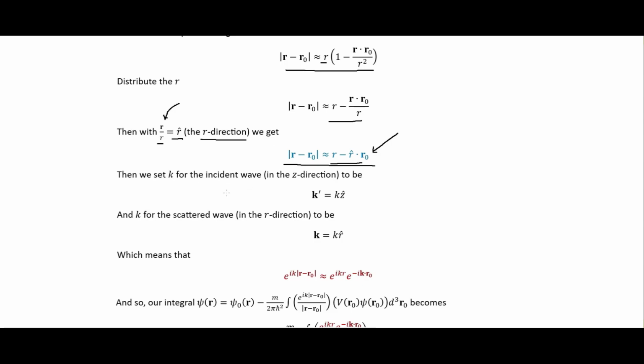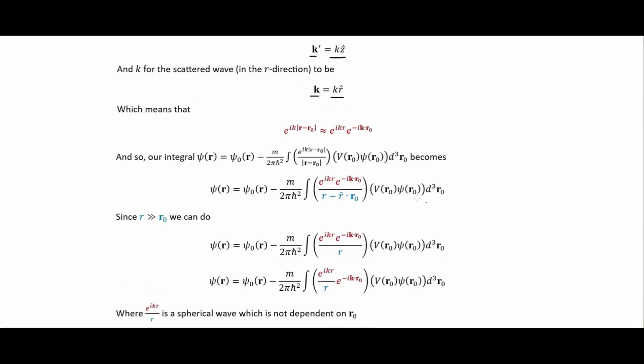So then we can make some substitutions here for our k. So we have the k prime vector here is equal to the component of k in the z direction. Then this k right here is equal to the component of k in the r direction, which means that we have this here. So this e to the i k times r minus r sub naught is approximately equal to this e to the i k r times e to the minus i k dot r sub naught right here.